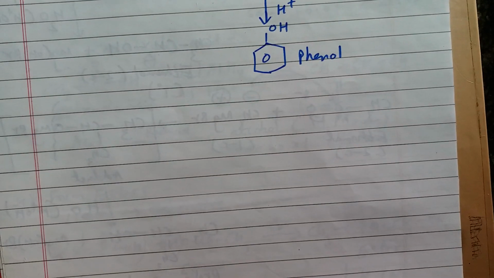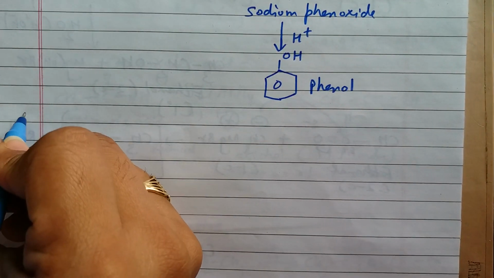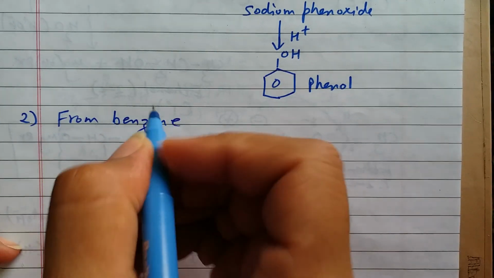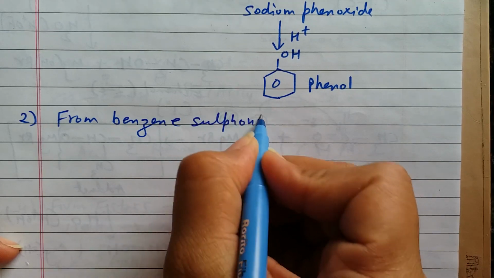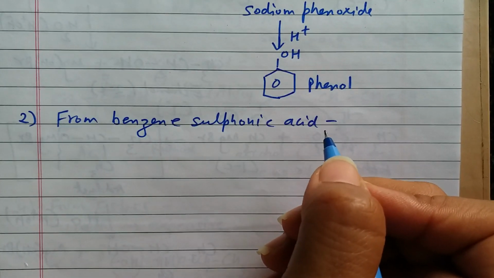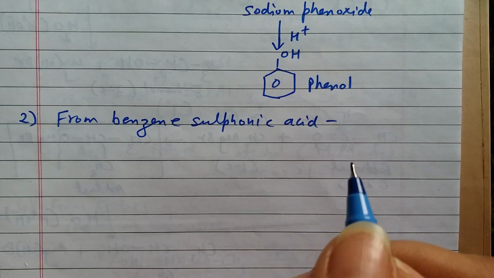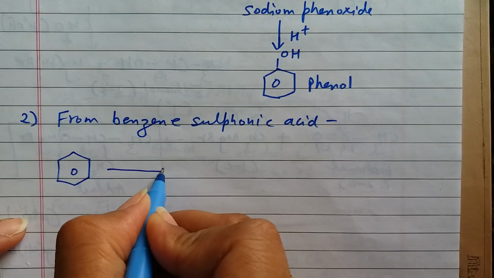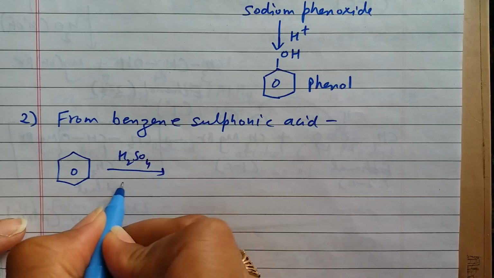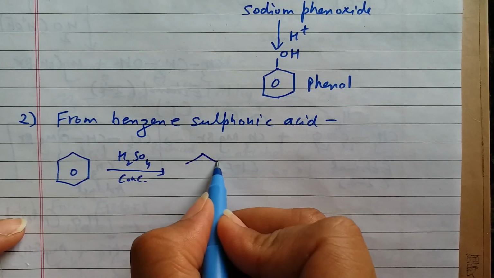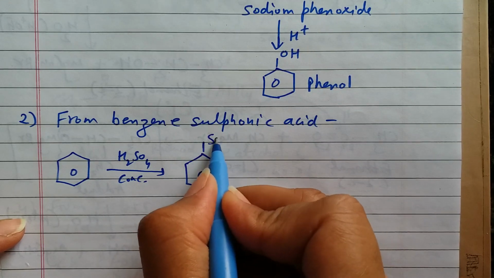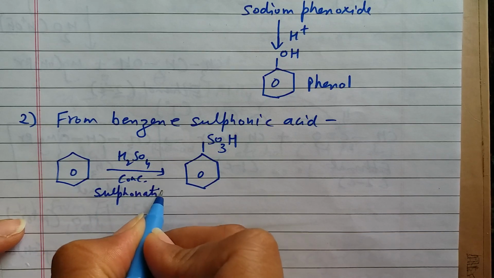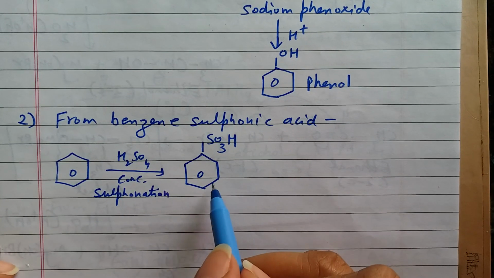The second method which is used to prepare phenol is from benzene sulfonic acid. Let's see how we can prepare benzene sulfonic acid first, and then from that phenol. So here we start with benzene, and benzene is straight away made to react with concentrated sulfuric acid. This process is called sulfonation, and the group introduced on the ring is SO3H. So what is taking place here is sulfonation, which introduces the SO3H group, and this is the benzene sulfonic acid.